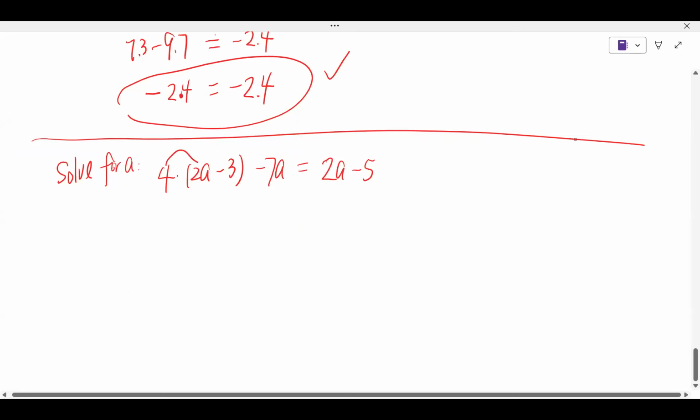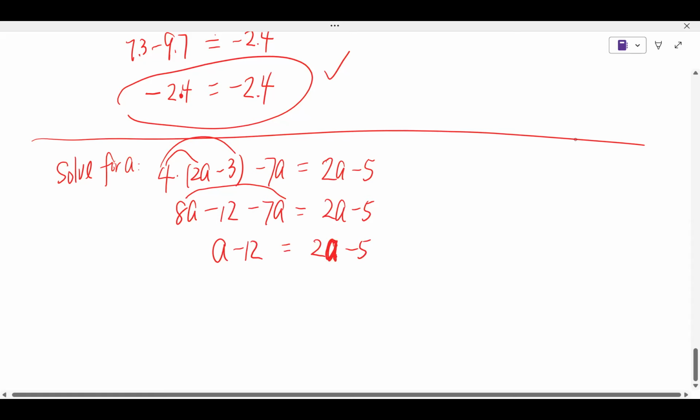So distributing first. So we get 4 times 2a, that's 8a. 4 times 3 plus minus is minus 4 times 3, 12, minus 7a equal 2a minus 5. Now combine like terms, right? 8a minus 7a, those two are like terms. So we get a minus 12 equal to 2a minus 5.